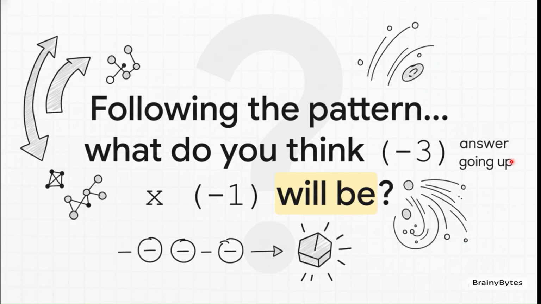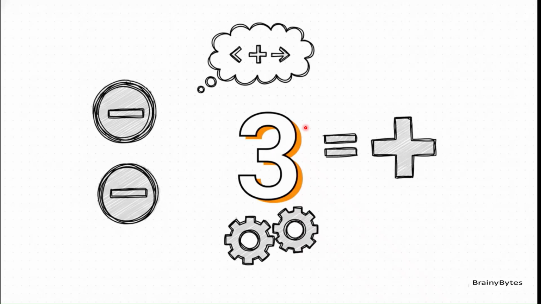So what has to happen next? What's the next number in our sequence? Exactly. It has to be +3. It's the only answer that keeps the pattern going. This little exercise shows us that a negative times a negative is a positive, not just because a teacher told you so, but because it's the only answer that logically makes any sense.